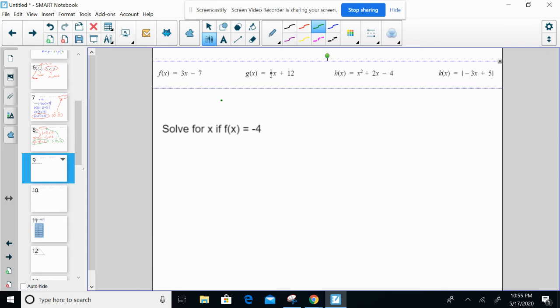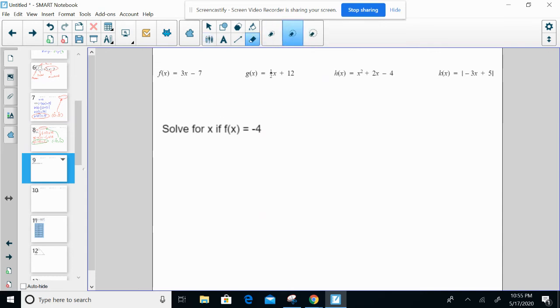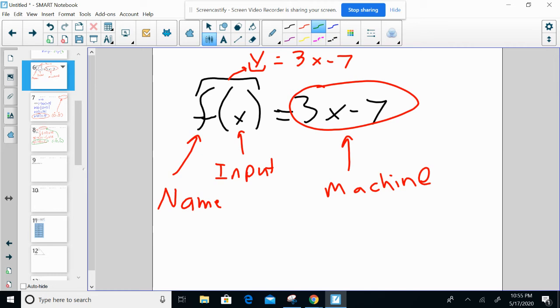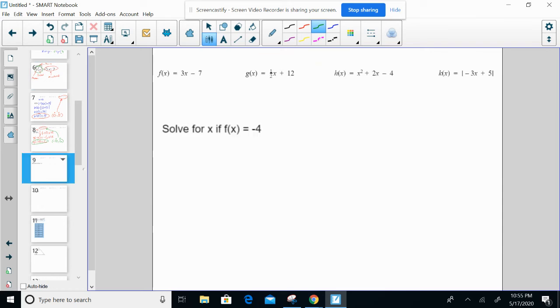Now, this problem is a little bit different. It says solve for x if f of x equals negative 4. Now, keep in mind, remember from right here, f of x or g of x or whatever is the same thing as y. So what this is saying is, another way to write this is, it says solve for x if y equals negative 4. So that means that you are setting it equal to negative 4 and solving for x.